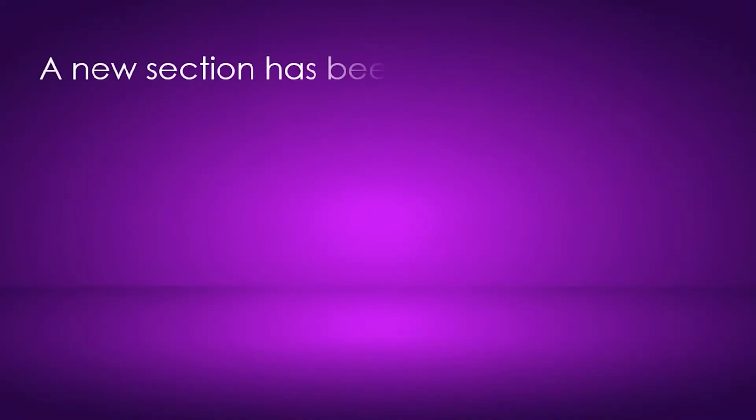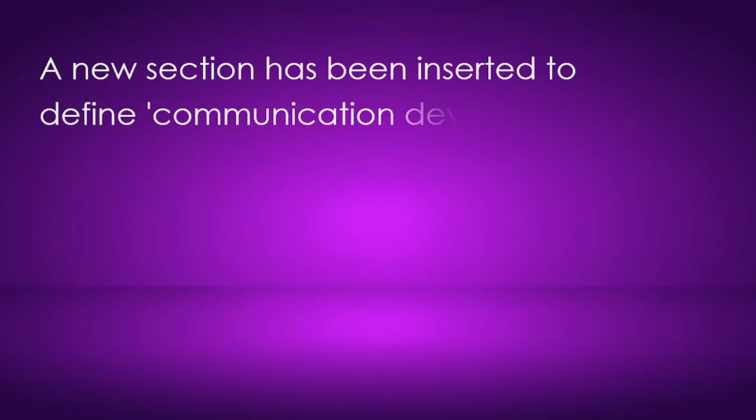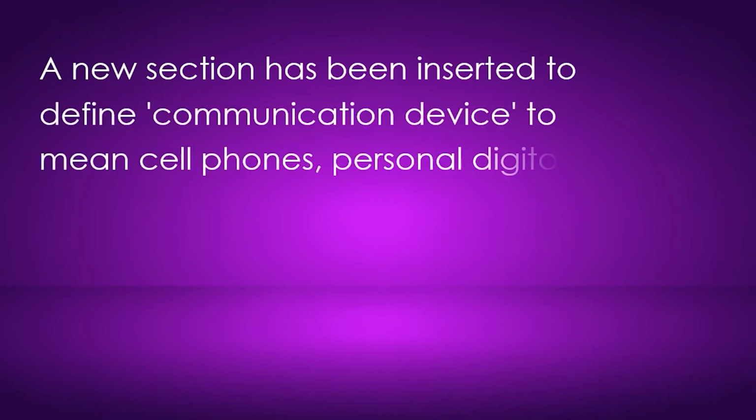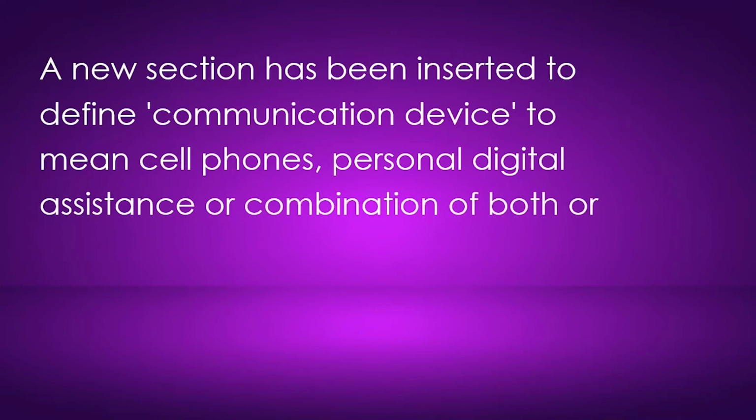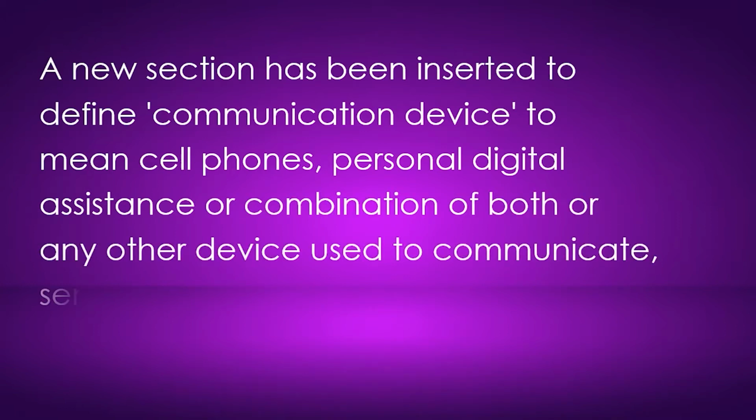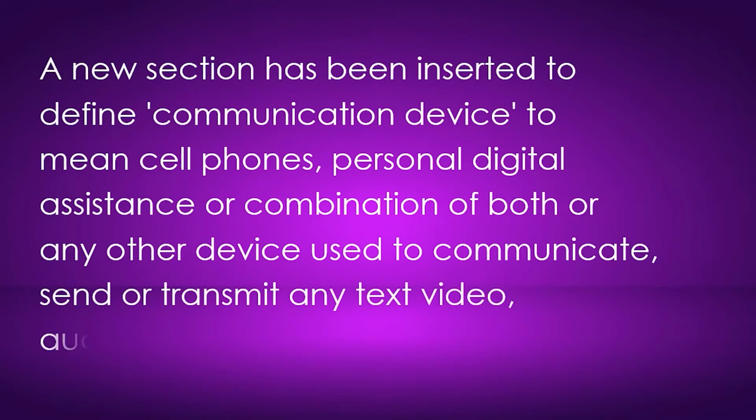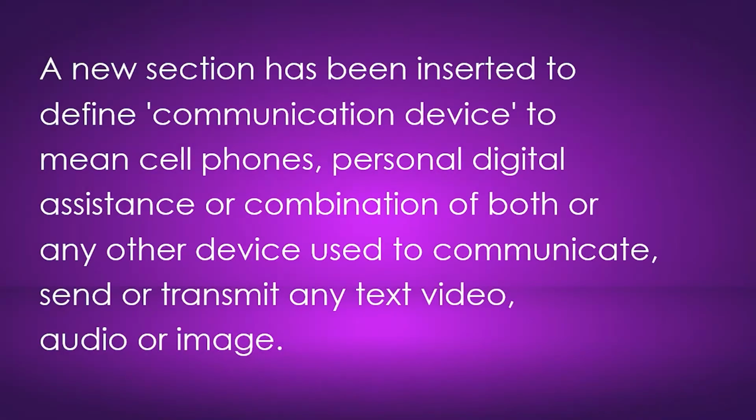So, to make it more inclusive and time-standing, we have made it electronic in place of digital. A new section has been inserted to define communication device, because a communication device might refer to anything. To make it clearer, a term has been included in the 2008 amendment to mean cell phones, personal digital assistants or a combination of both, or any other device used to communicate, send or transmit any text, video, audio or images.